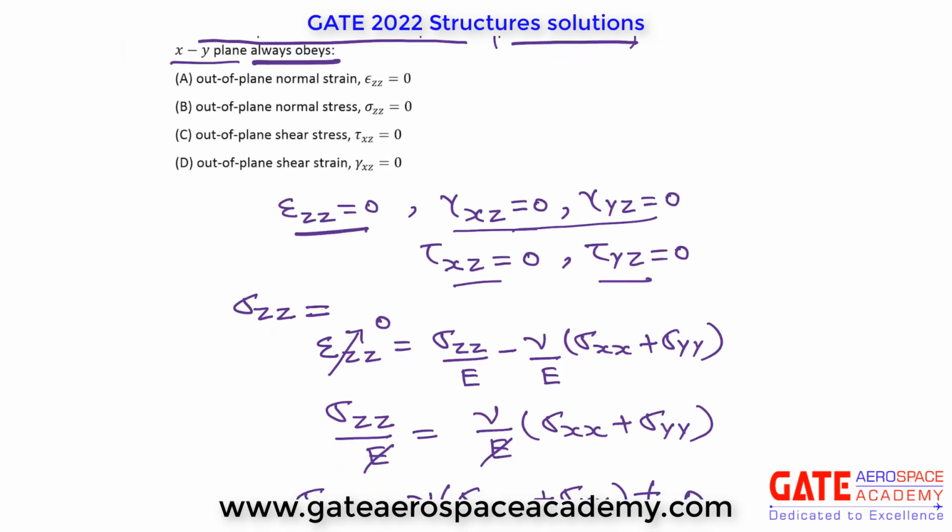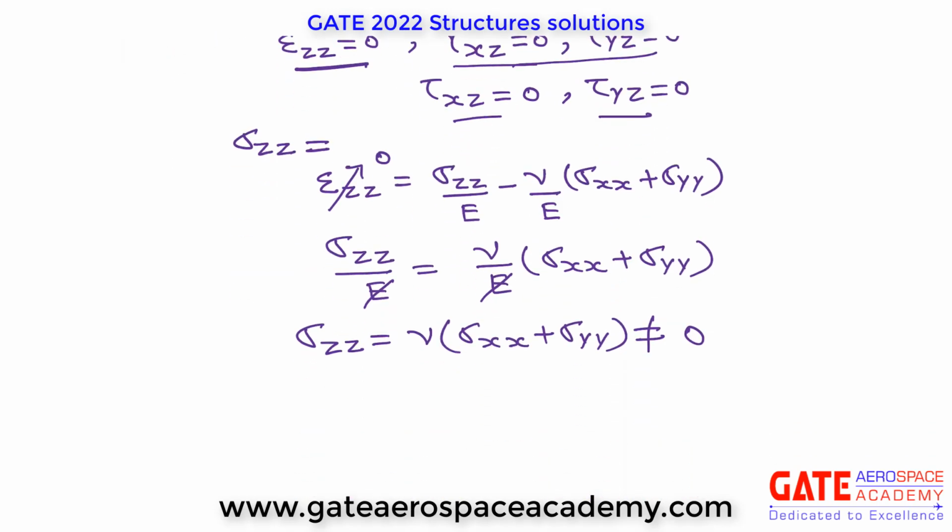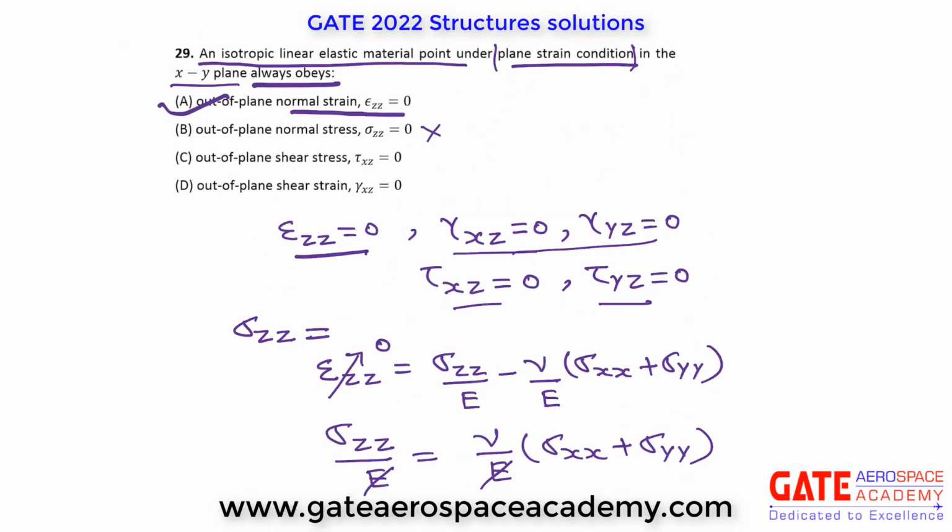Now let's see the options. Out of plane normal strain is 0, correct? Out of plane normal stress is equal to 0? No, it is not equal to 0. Just now we saw this. Out of plane shear stress is 0, correct? Out of plane shear strain gamma xz is 0, so it is also correct. Means option A, option C and option D are the correct options, right?